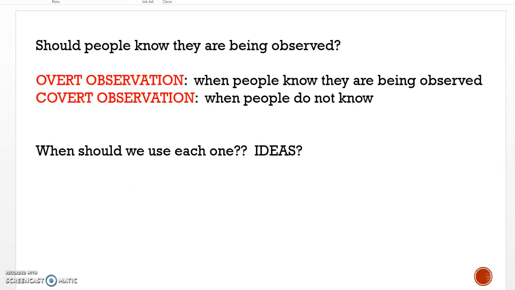Okay, should people know they're being observed? Overt observation, the people know they're being observed. Covert means they do not know when they're being observed. And you might want to think about this and think when would be a good idea to use overt versus covert.